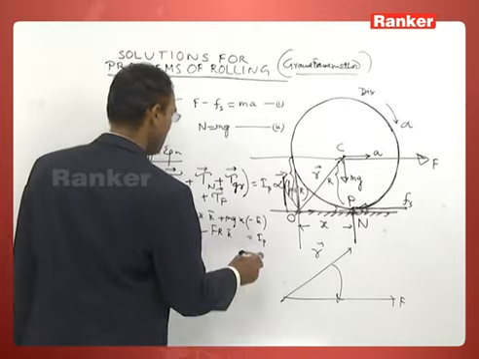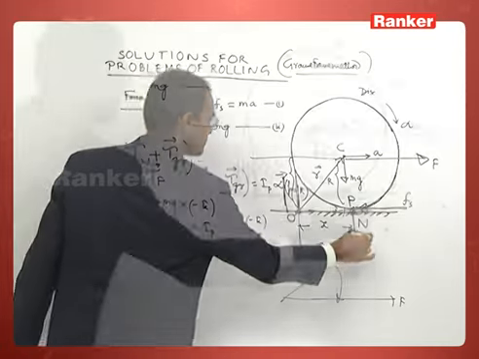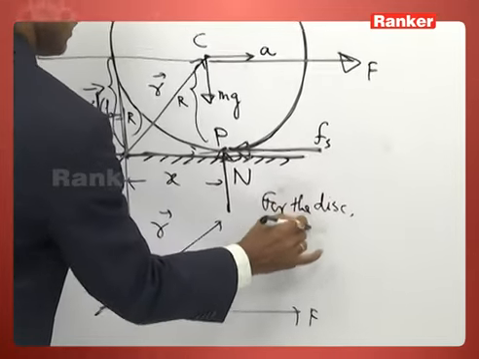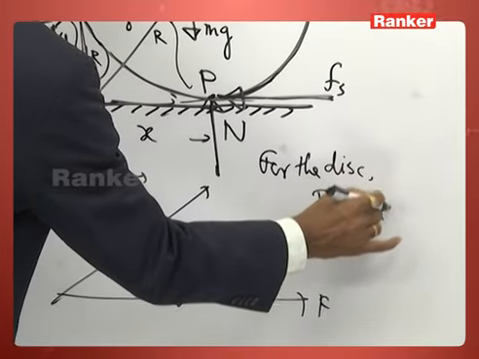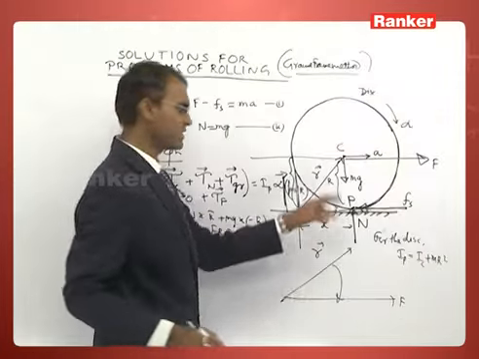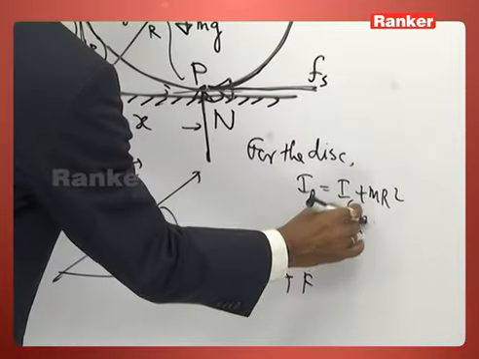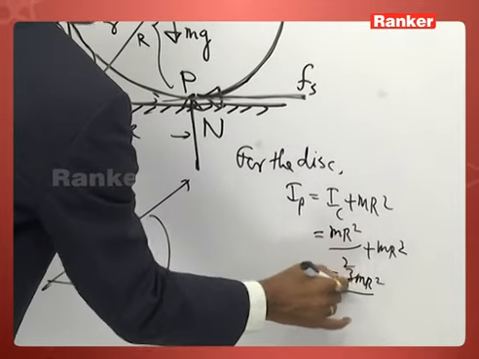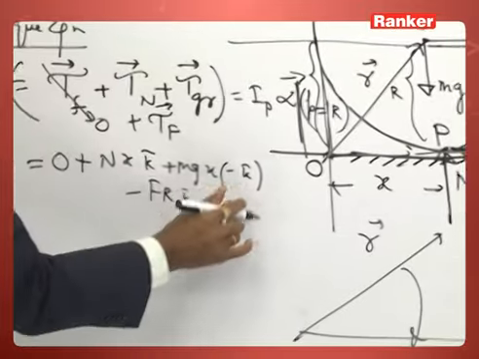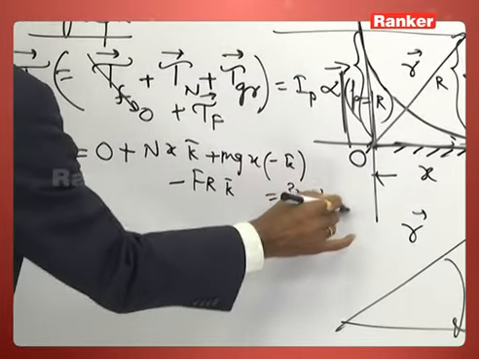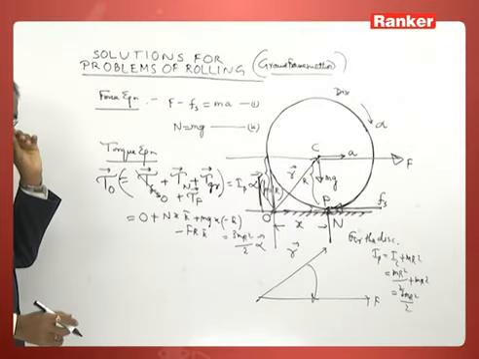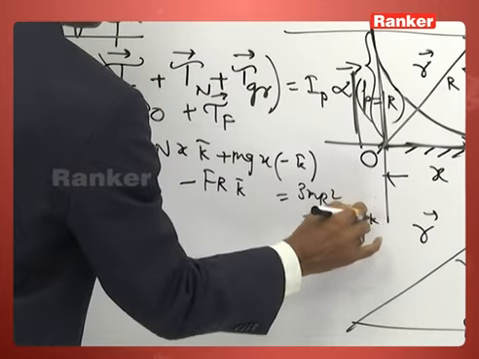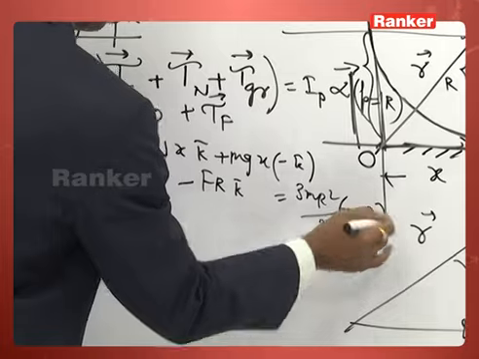For the disk, ip is equal to ic plus mr square, by the parallel axis theorem, and ic is equal to mr square by 2, plus mr square. You are getting 3 mr square by 2. So instead of ip, we can write 3 mr square by 2 into alpha vector. Or we have taken alpha in the negative z direction, minus alpha k cap. You can write like this.